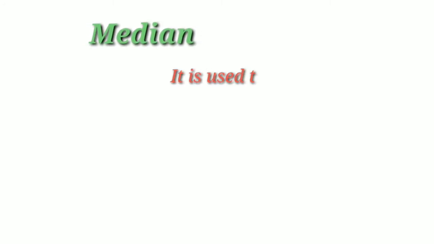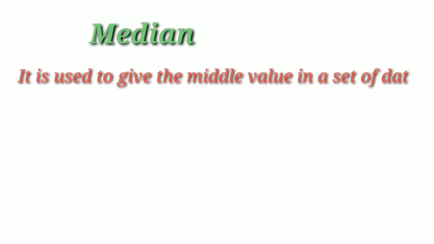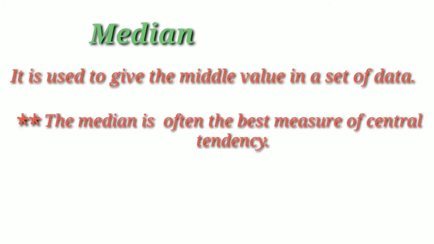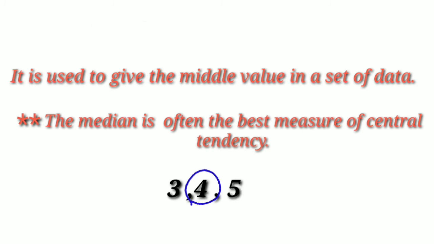What do you mean by median? Median means middle value, and it is used to give the middle value in a set of data. Or you can say it is the best way of measuring central tendency. Let's see an example. Here you have three numbers, 3, 4, 5, and which is the middle value or the middle observation? 4.